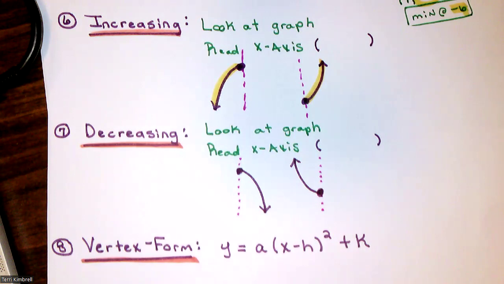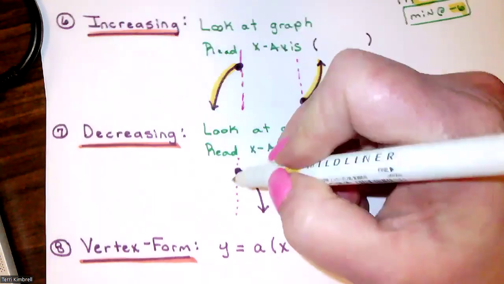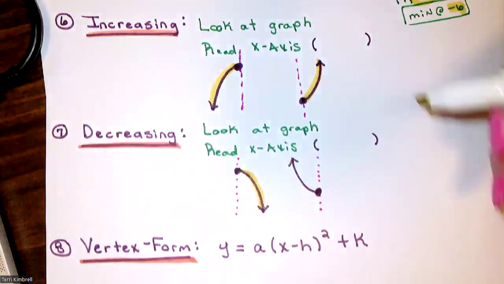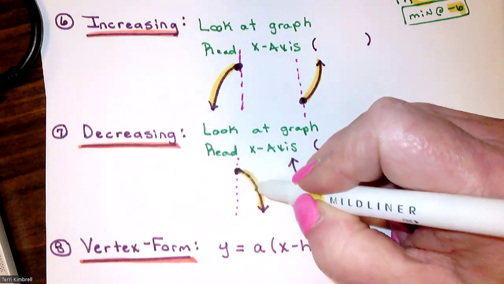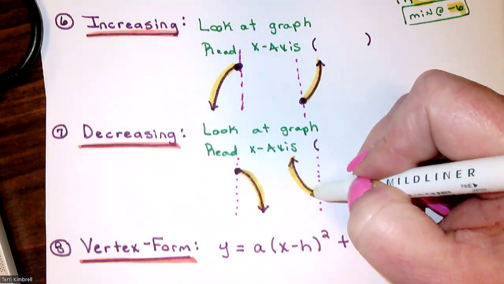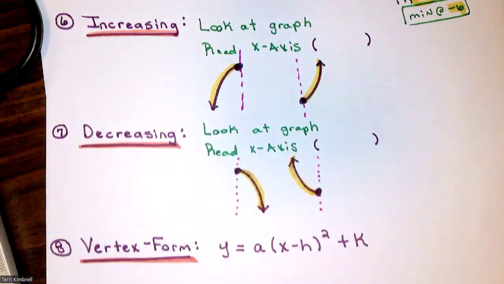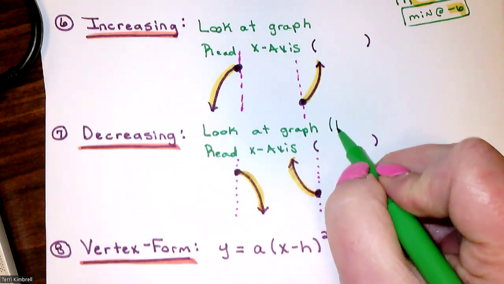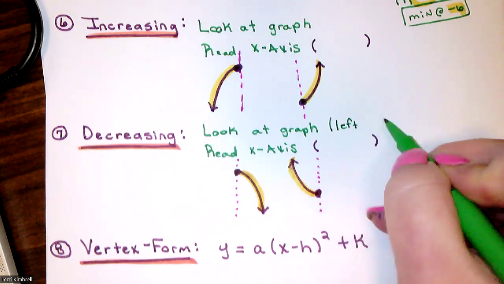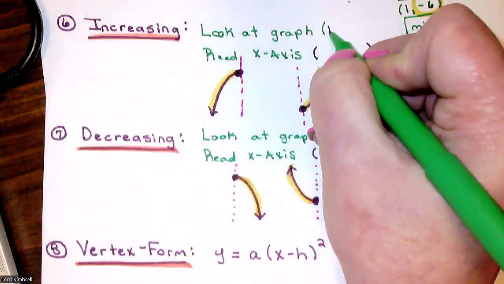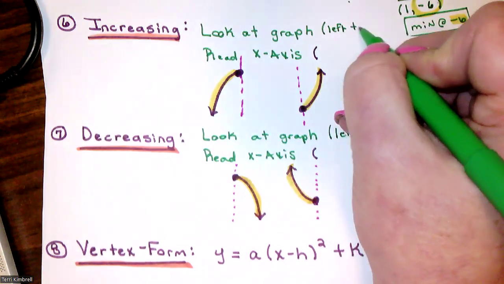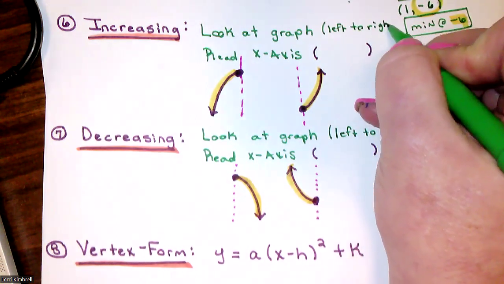Okay, don't look at the arrow when you're looking at increasing and decreasing. You're looking at the graph from left to right. So this is going down and that is going down. Make sure when you look at the graph, you're going from left to right.